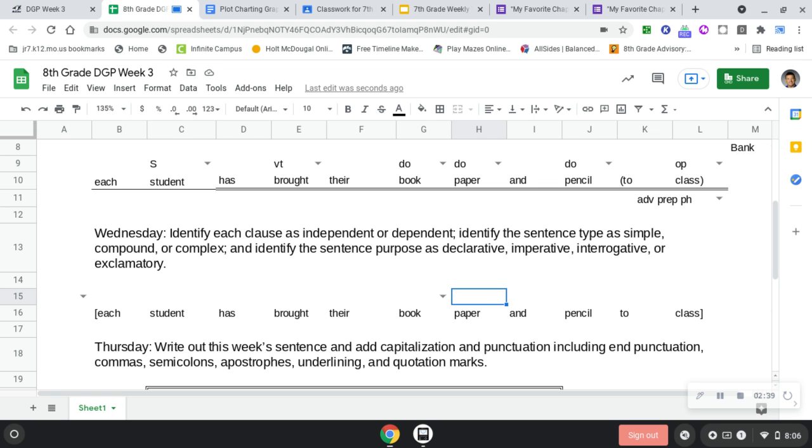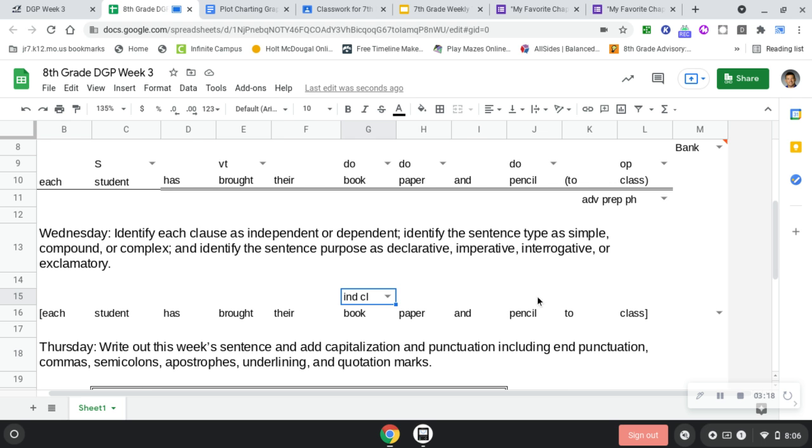So you say it needs help? Okay. What do you not understand about the thought that it's trying to tell you? Because you're not alone. I think some people are still thinking it's a dependent clause. Does this complete a thought? Each student has brought their book, paper, and pencil to class. Yes. If it completes a thought, it makes sense by itself. It's a what? It's independent. Okay. Thank you, Coop, for letting me use you as an example to think through that. If it makes sense on its own, it is independent.